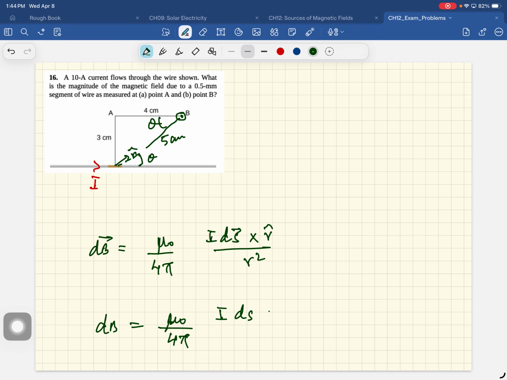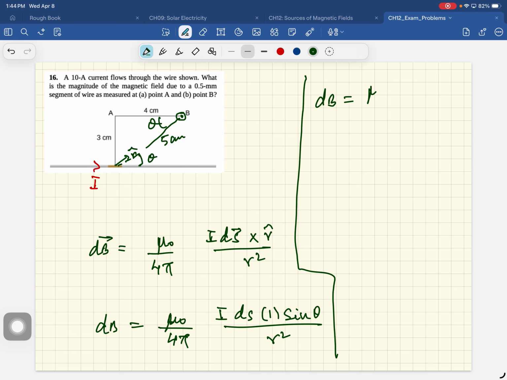The field at this point is the field due to this segment, plus the field due to this one, plus the field due to this one, plus the field due to this one. What is the field due to this segment at this point? 0. So these two segments produce 0 fields. Only this arc and that arc produce a field. And remember, we know the field due to a circular loop. Well, we'll calculate that, and then you'll get an expression.